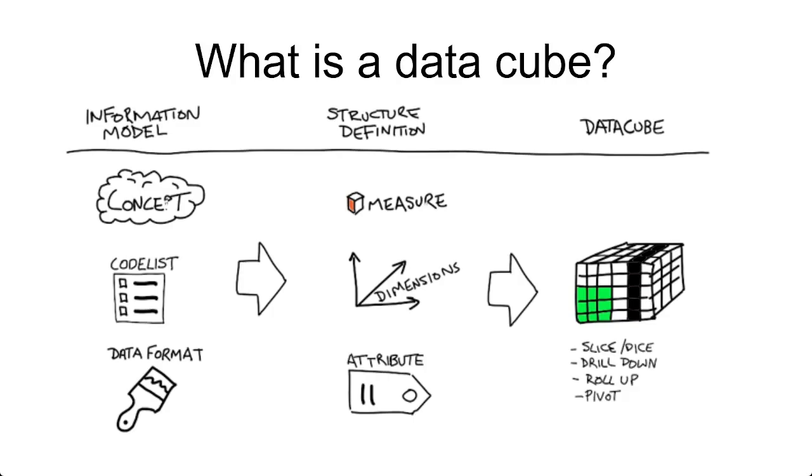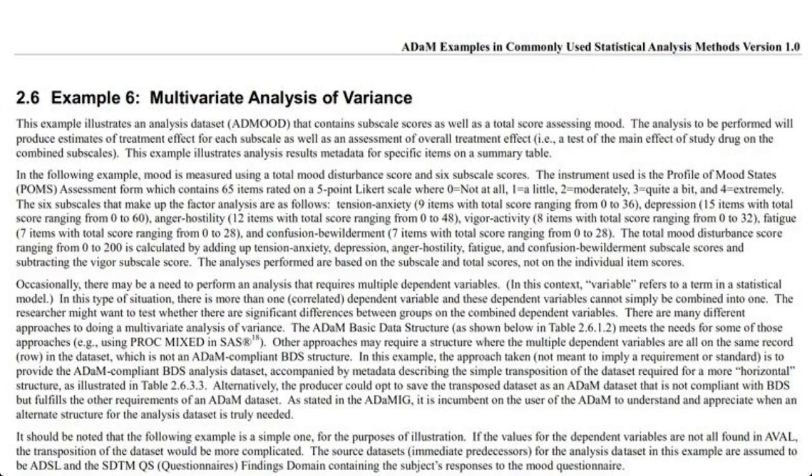An example I'm going to talk you through is I've just taken this from the CDISC website. There's a document, ADaM examples commonly used in statistical analysis, and this is example 6 on multivariate analysis of variance. So I'm putting this forward as the type of source documentation that we currently use and would give to a programmer for them to spec and program the ADaM dataset. And I guess what I'm saying, and I'm going to try and show you, is how this actually contains all of the metadata that we need to create the cube.